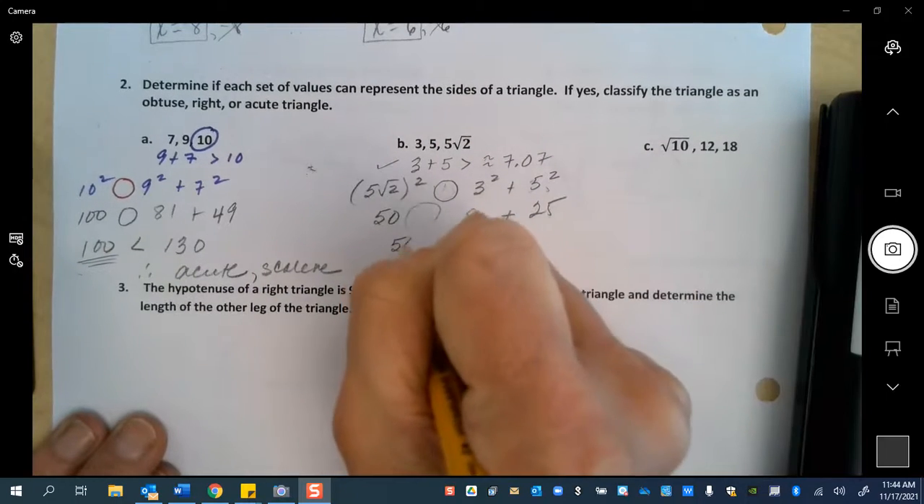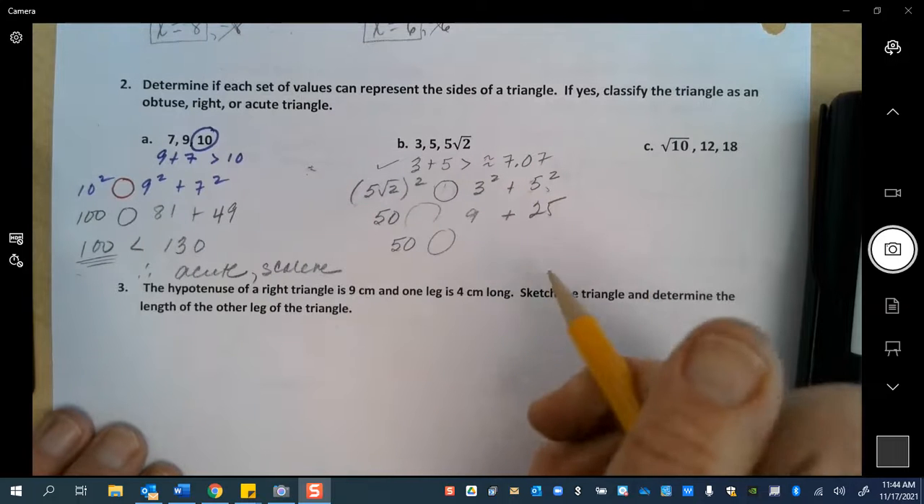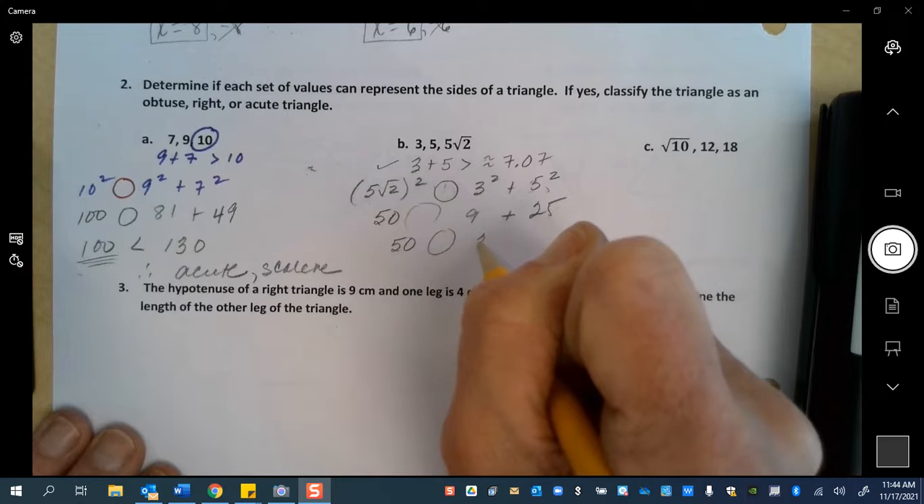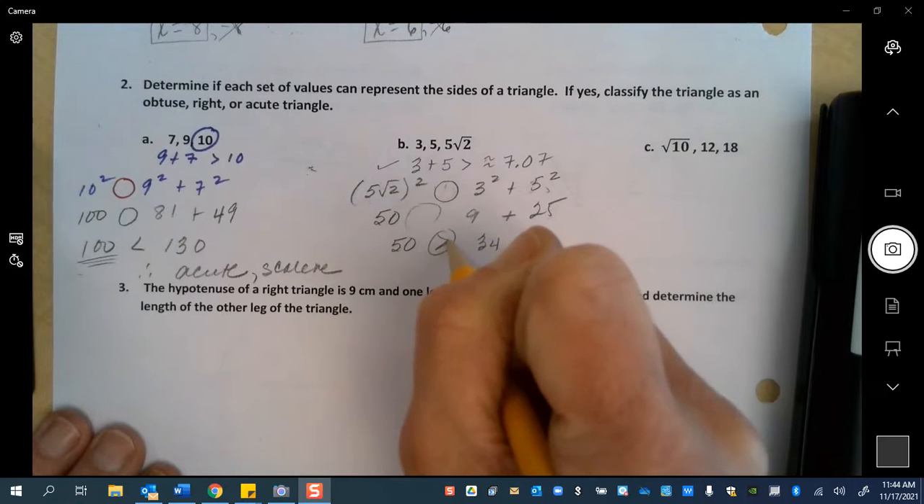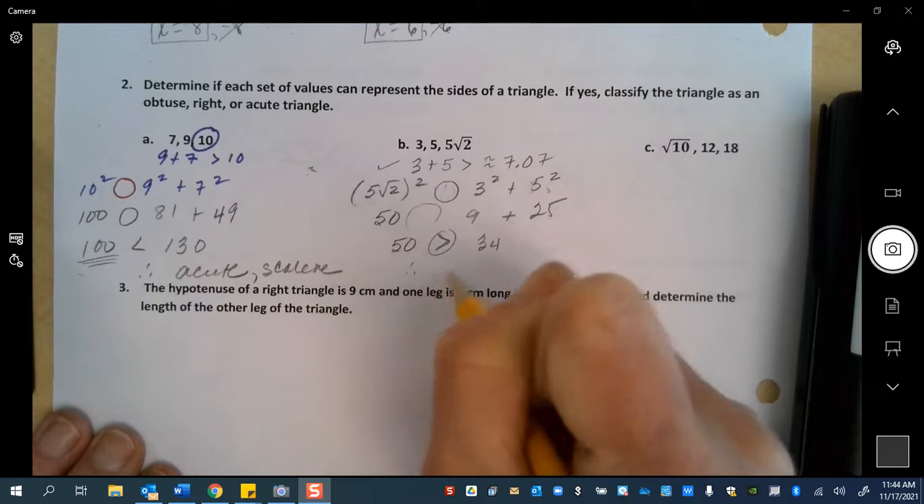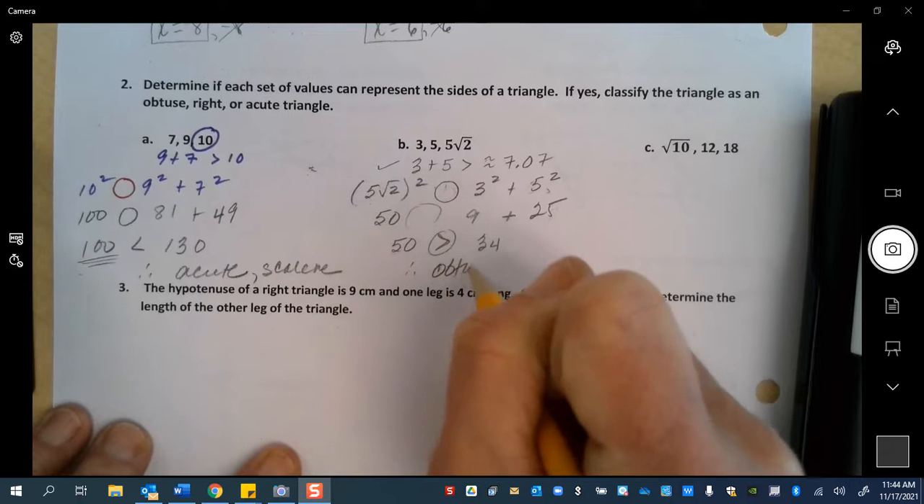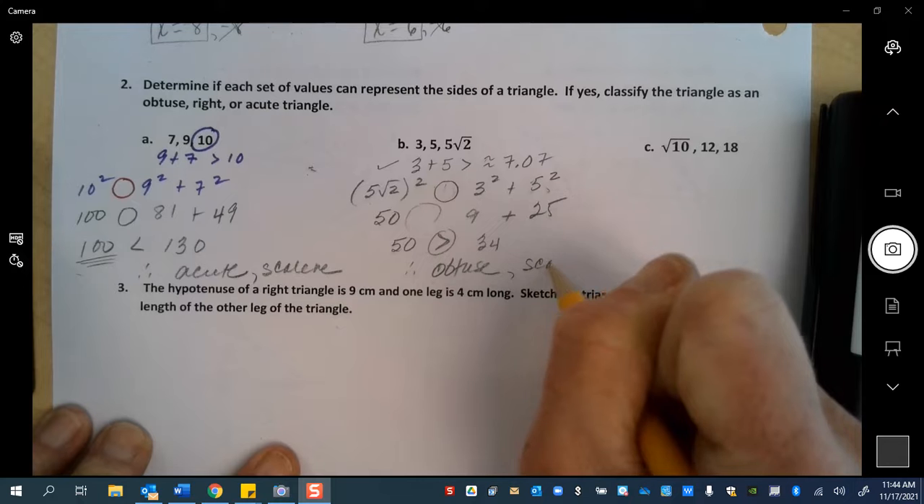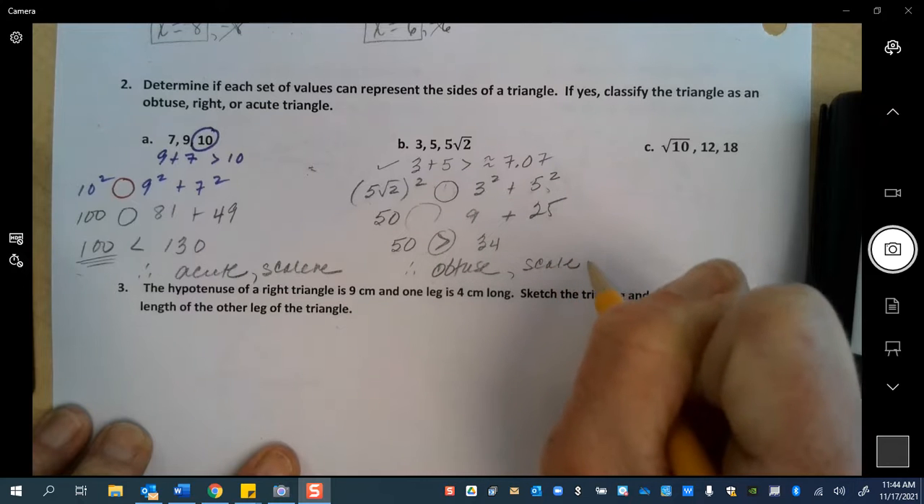How does 50 compare to 9 plus 25? Does that sound like 34 to you? Isn't 50 bigger? Therefore, it's going to be an obtuse triangle. And of course, it's scalene because all my sides are different.